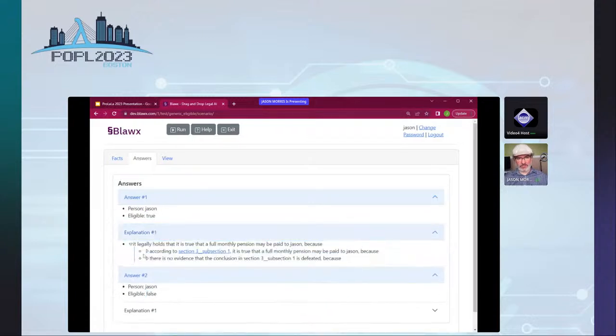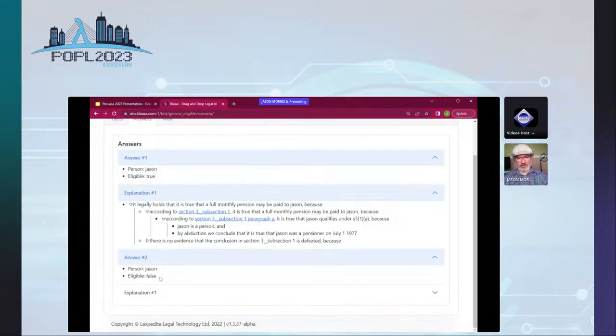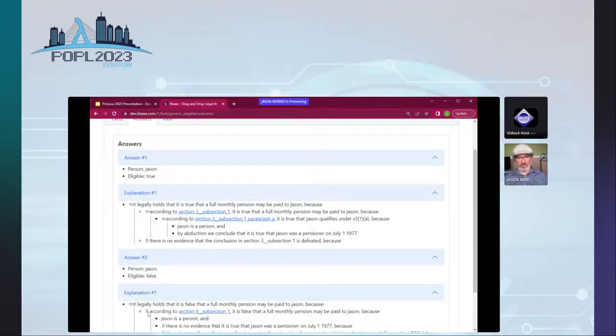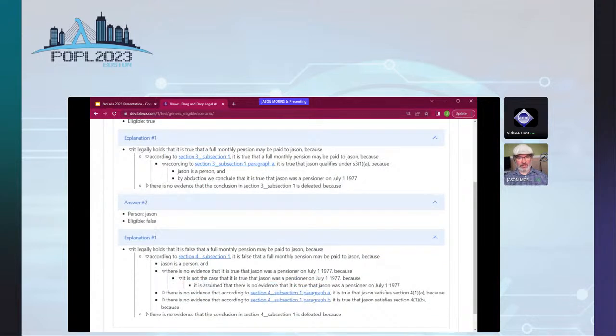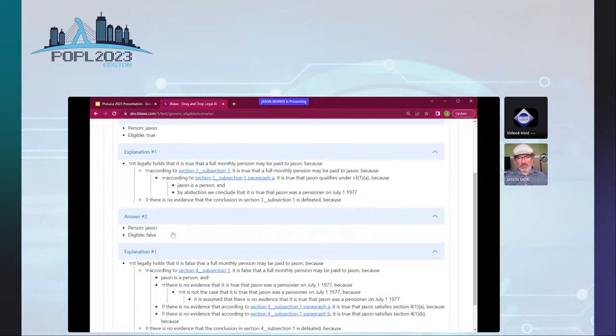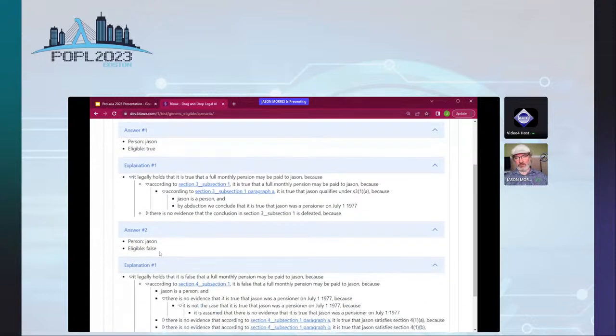Those explanations are in natural language, and they are linked back to the text of the original act that was used in the reasoning. And you can see here it says that it has abduced that Jason was a pensioner on this date. And so it's assuming that that was true, then yes, Jason is entitled. And then over here, you can see assuming that the same thing is false, then it is false that Jason is entitled. So if that is the only variable that you're making available to the reasoner, it can find a way of getting both a true answer and a false answer with regard to Jason.